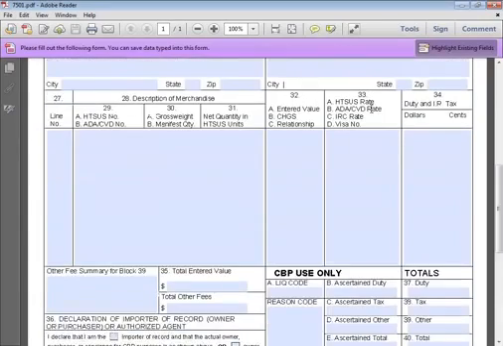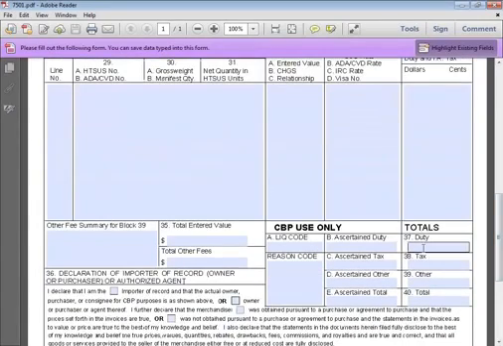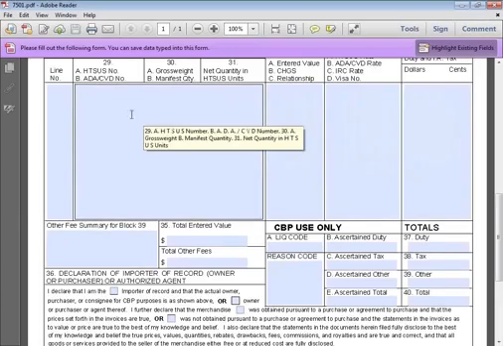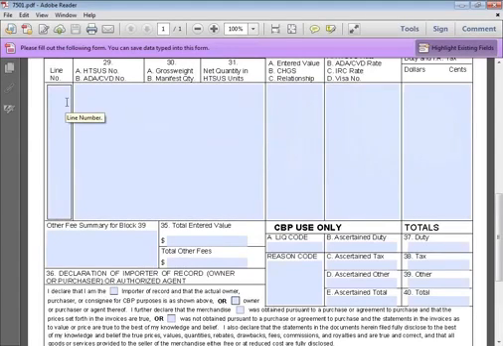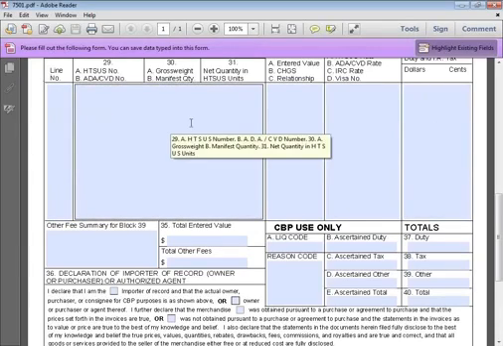Down at the bottom is where you're going to show your duties and taxes and any fees that are required for that entry, and that will all be located in here. This section right here is something that the customs broker puts in. It will be by line item, but it's identified by HTS code. So while you may have 30 items listed on your commercial invoice, if they all have the same HTS code, you're only going to have one line item on this 7501 form.